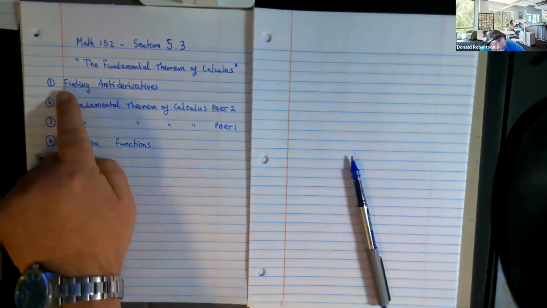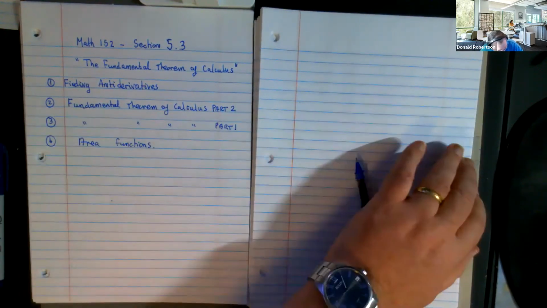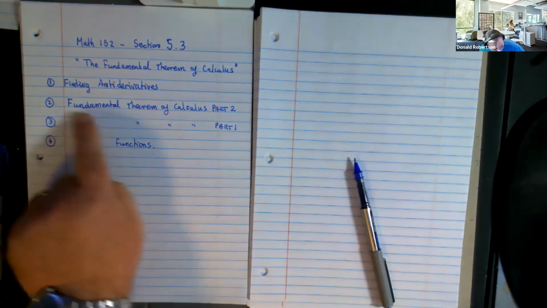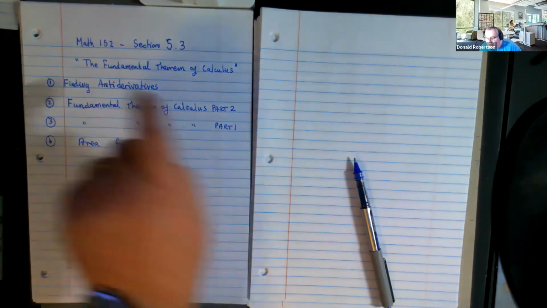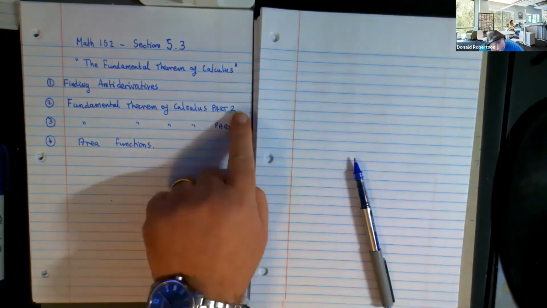And once we've done enough practice on that, I'm then going to show you a guy called the Fundamental Theorem of Calculus, Part 2. Sounds like a movie. That actually will allow us to find the area under a curve. And it'll be amazing how simple it is to find the exact area under a curve. And that's going to be the important thing.